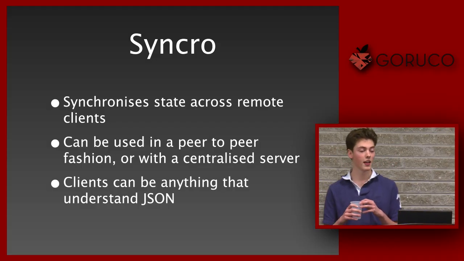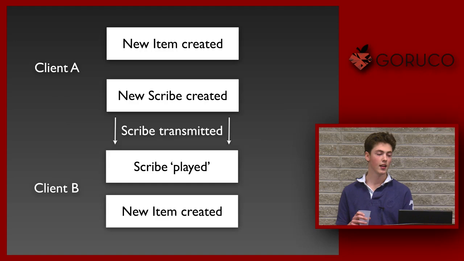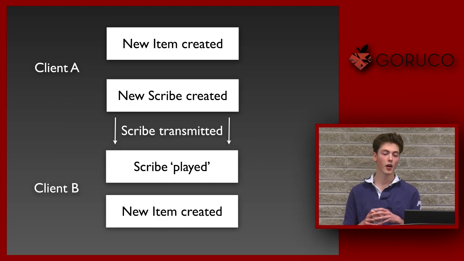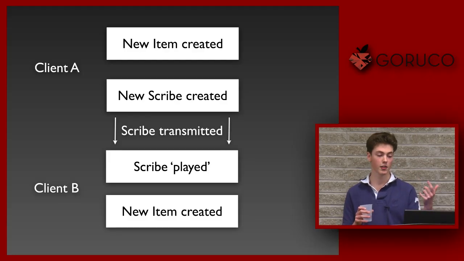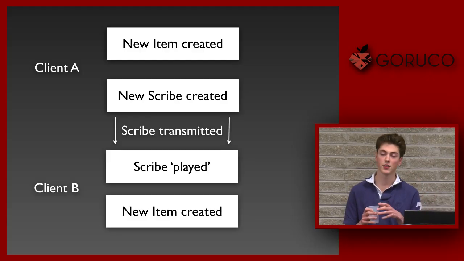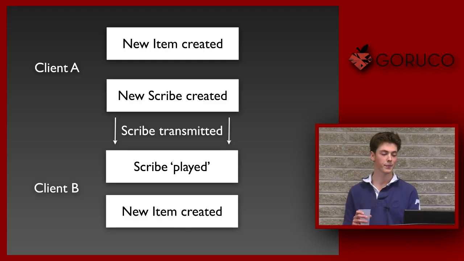The clients don't have to understand Ruby. They don't have to be written in Ruby. They just have to understand JSON. So this is how it works behind the scenes, a simple overview. Let's say a new user was created. Then a new scribe is created, and that scribe will say this model user was created, and here are its attributes. Then that scribe is transmitted, the remote clients play that scribe, and the new user is created on the remote client.